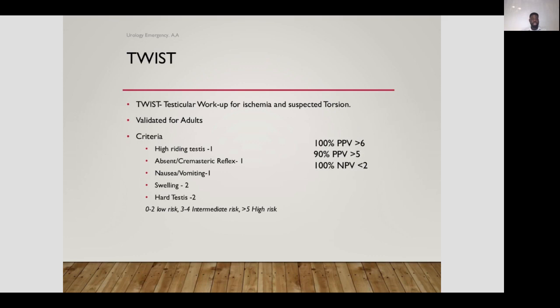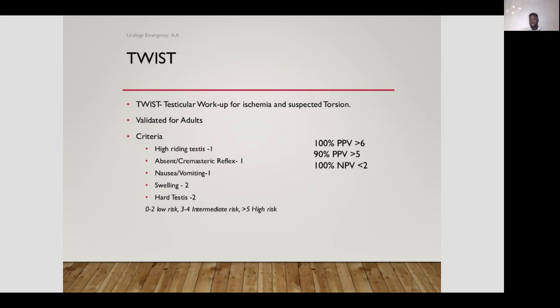0 to 2 is low risk, it is likely not torsion. 3 to 4, it all depends on the pathway, your local pathway. If you have an ultrasound that is available that doesn't delay your diagnosis, a Doppler ultrasound might be helpful here. Or greater than 5, absolutely need to go to theater. In most centers, the patient goes straight to theater once they score more than 5.